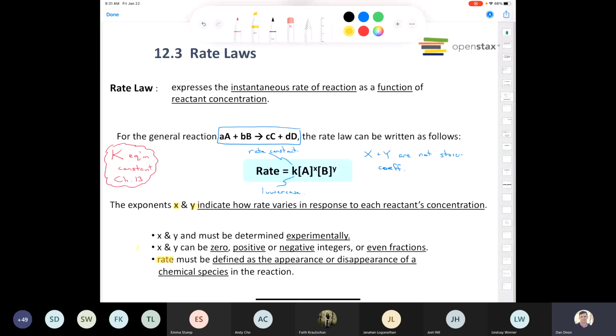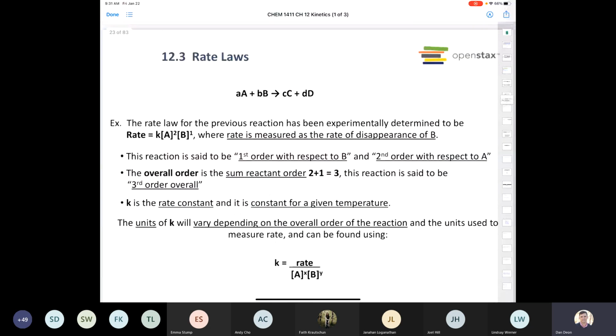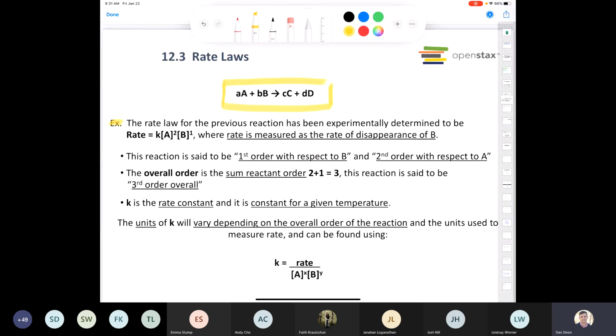Well, let's move on and let's talk a little bit more about rate laws, going back to our generic equation here. Now, this is just an example. This doesn't happen all the time, but let's say we had this reaction that we're interested in. It says the rate law for this reaction has been experimentally determined to be rate equals k, the rate constant, times A to the power of 2 and B to the power of 1, where rate is measured as the disappearance of B.